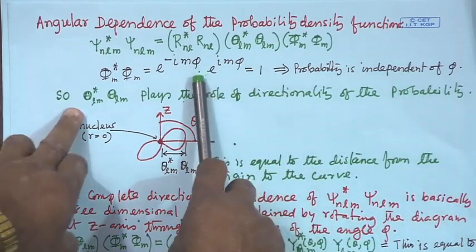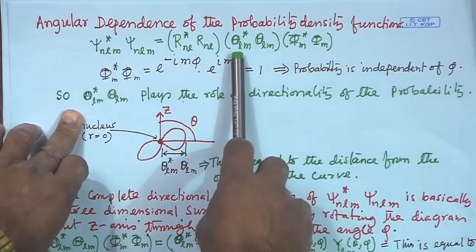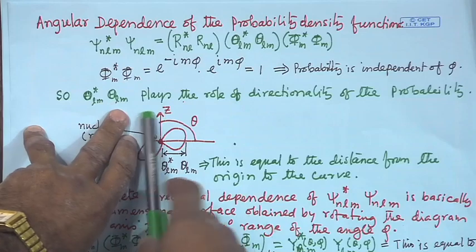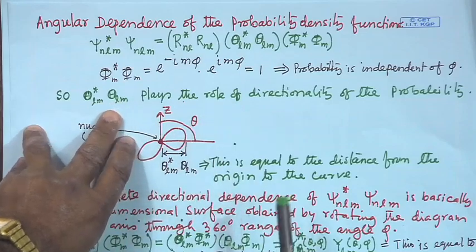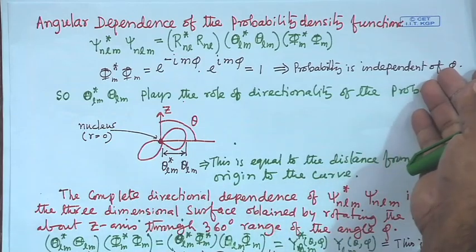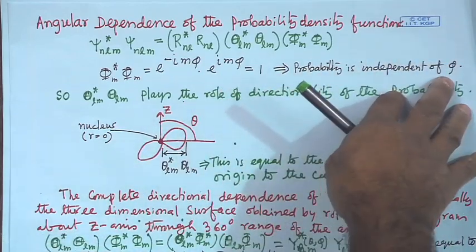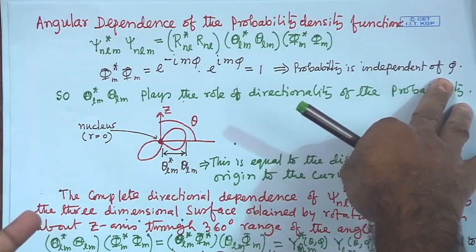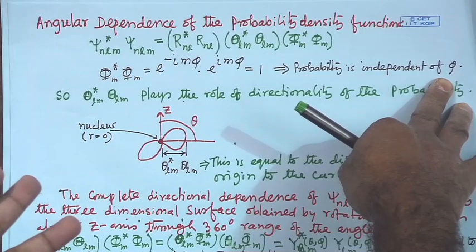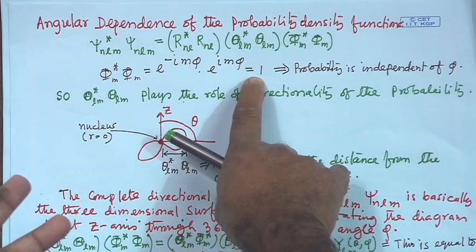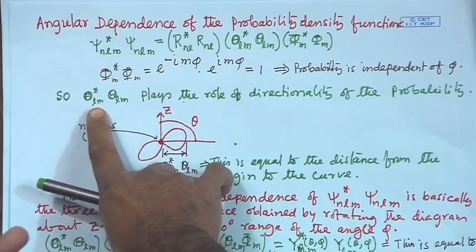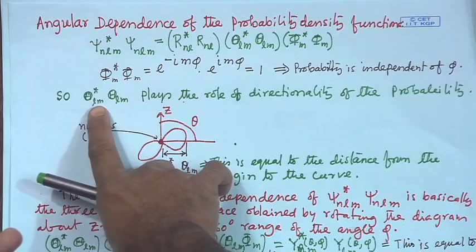Now, for angular dependence, we leave the theta part. So Theta L m star times Theta L m plays the role of the directionality of the probability. The phi part will not participate in the angular dependence of the probability density, because it is 1. So we only look at Theta L m star Theta L m.